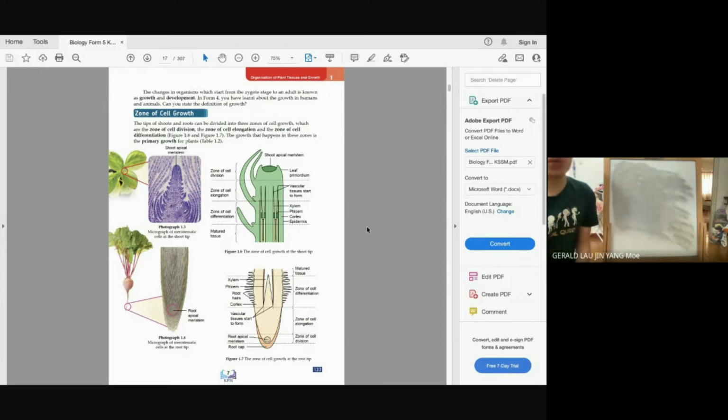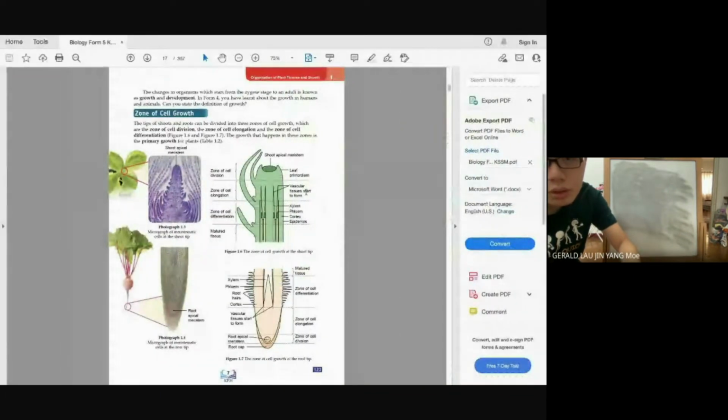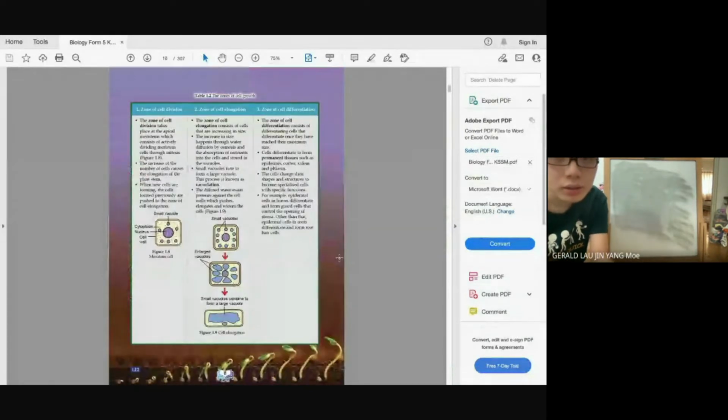Now you have to see whether it's shoot or root. Shoot is growing upwards, root is growing downwards. So the cell division, the first stage, is always at the bottom or the top, depending on which structure. So leaf primordium, that means it's the start, okay, at the root cap, and then you can look through yourself. Basically, it's the same thing. Okay, and then at zone of cell differentiation, you see it will form xylem, phloem, cortex, epidermis. Okay.